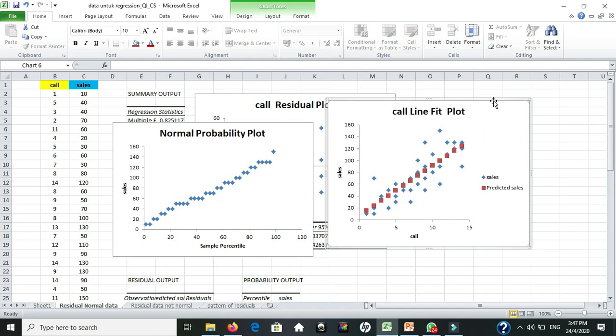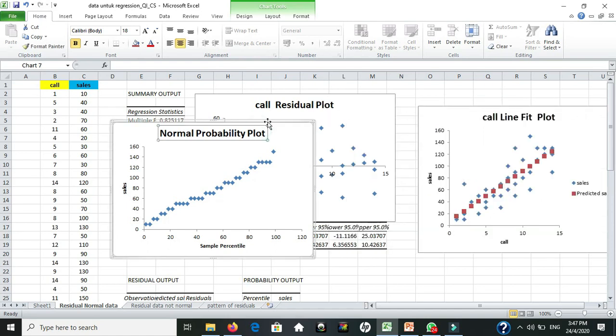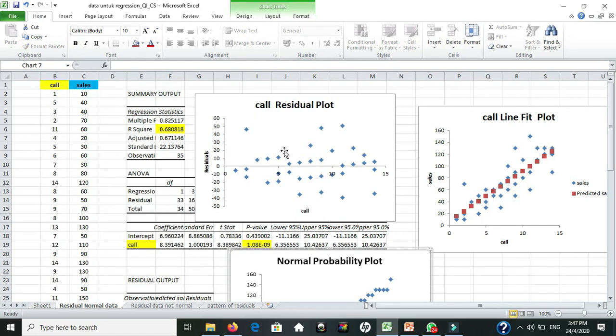Since the residual plot shows that there is no clear pattern violating the assumption, we may conclude that there is a relationship between the calls and sales.